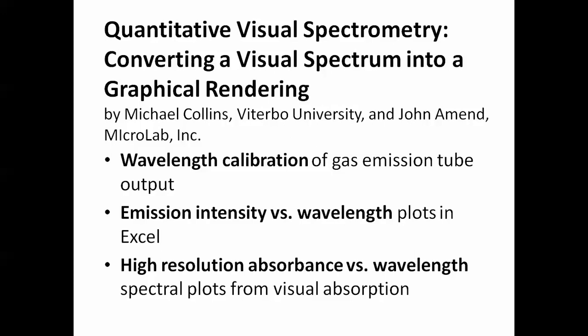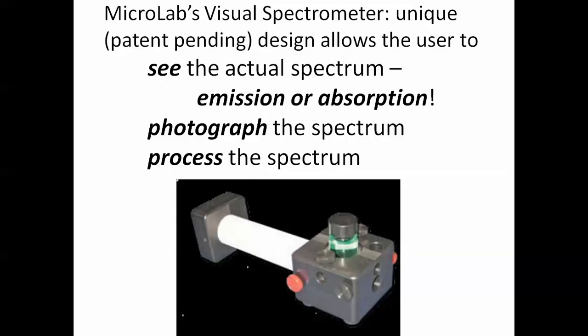In subsequent videos, we'll be looking at how you do this with emission spectroscopy and how you do it with absorption spectroscopy. So first of all, Microlab's visual spectrometer is really unique. Most of us are familiar with spectrum tubes where you can just hold them up to the light or any light source and presumably see a spectrum, although we're never really sure, are we, what the students are actually seeing.